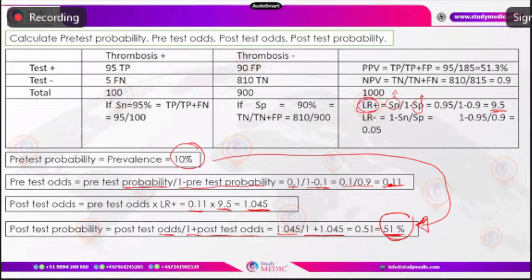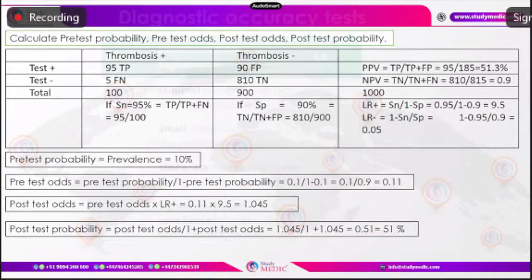Suppose a patient comes to an OPD, the prevalence of the disease was only 10%. You ordered a disease test, specific test for thrombosis, let us say, okay, fibrinogen degradation products or something like that. Now, when we ordered it, when it comes positive, those who are tested positive, the probability has improved to 51%. So that's the meaning on calculation of this pre-test and post-test probability.